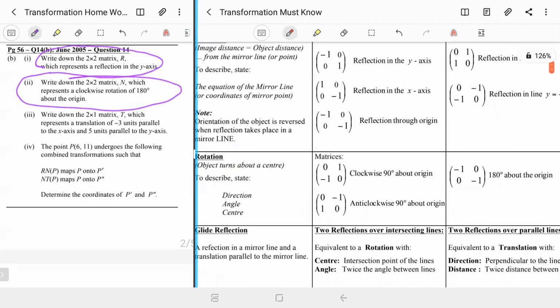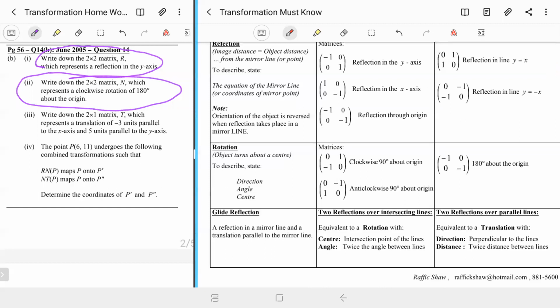Sometimes they give you a matrix, for example, and they ask you to describe the transformation represented by that matrix. So you have to know the matrix for this. It could be a reflection in the origin, or they could give you a rotation. You have to know. So sometimes they give the matrix and ask you to describe it.